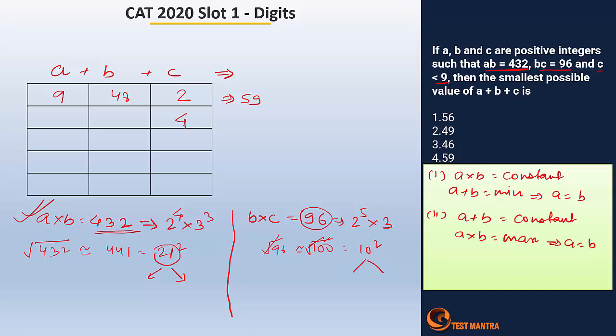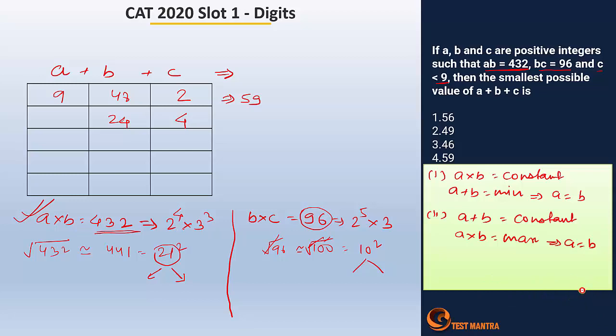Suppose I have taken this one as 4. So I have taken C as 4 here. That means I have taken 2 square, so the remaining is 2 cube into 3. So 2 cube into 3 is nothing but 24, right? So 24, that is 2 cube into 3, is possible in this case.